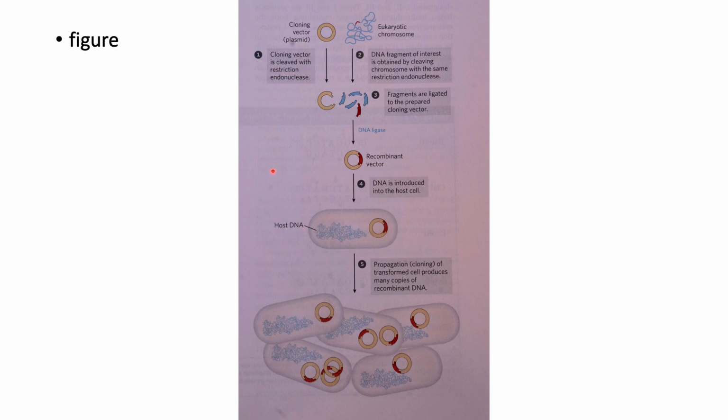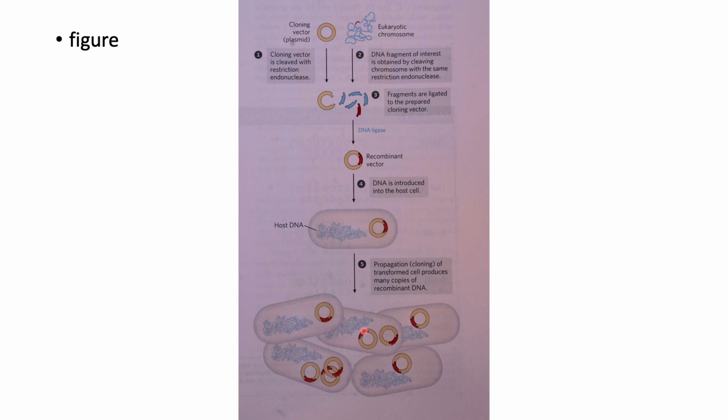So if we look, for example, we have a cloning vector, which is a plasmid, and a eukaryotic chromosome, which is digested. The fragment of interest is then combined with a restriction endonuclease cleaved component, and this is a recombinant vector here, which is introduced into the host cell as host DNA, and the replication of the cell occurs, and you get replication of the plasmid vector with the recombinant DNA. So this is the part you're interested in.